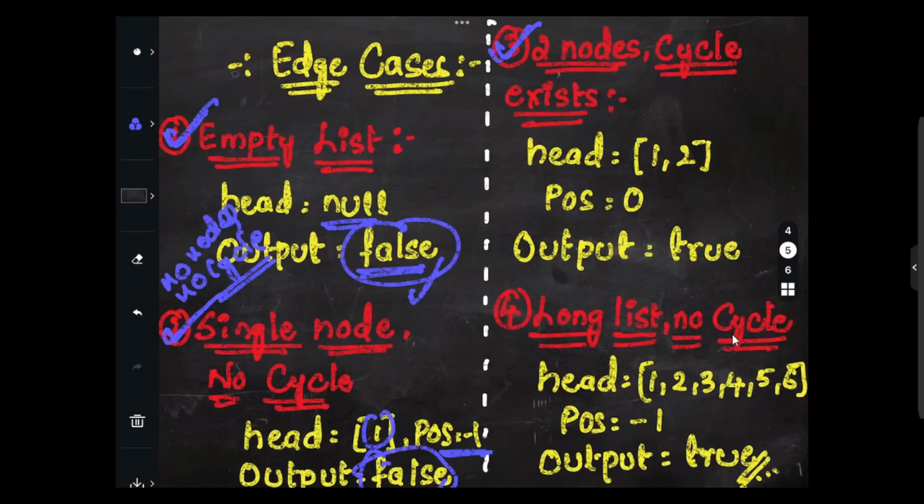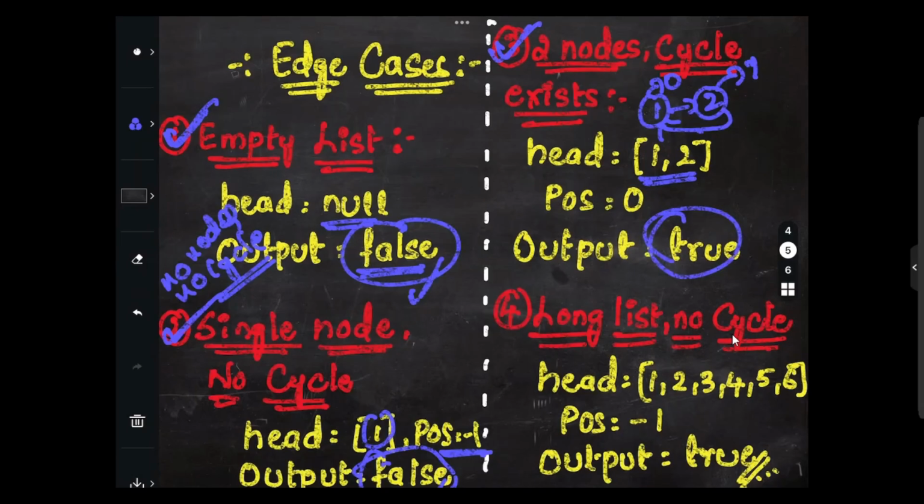Let's move on with the third edge case here. Two nodes, cycle exists. When I say two-node cycle exists, we have two nodes here, 1 and 2. Position, they have given 0. 0 index, this is 0, this is 1. Position 0, right? Output will be true because here the tail links to the head, nothing but 0 here in this case. So we need to return true.